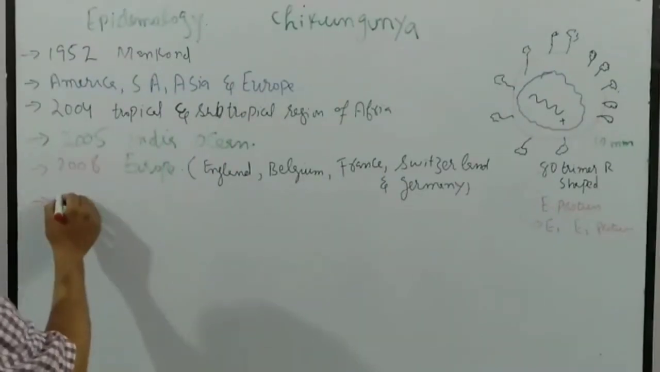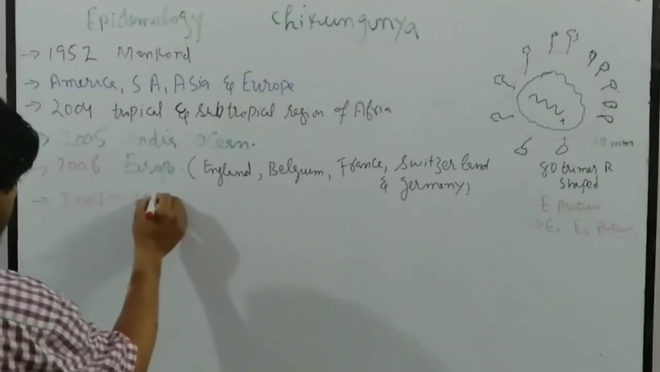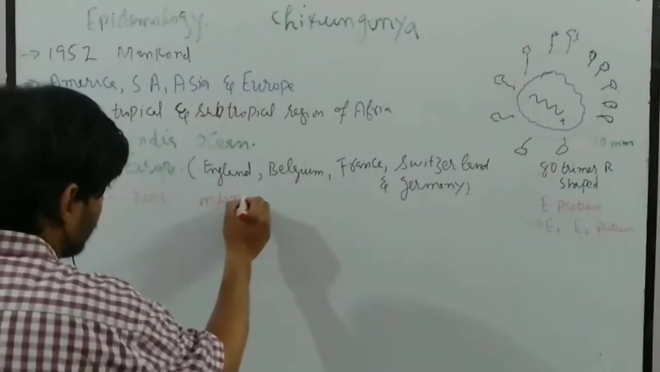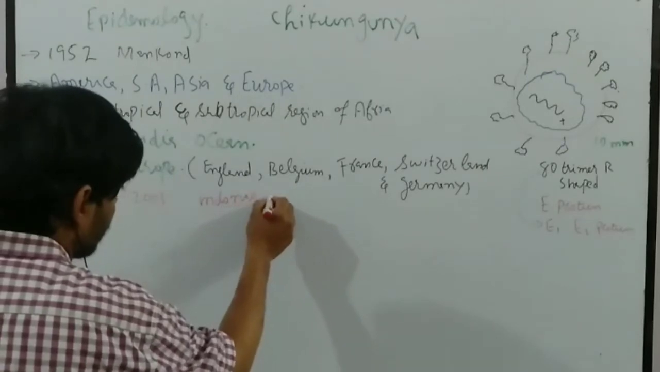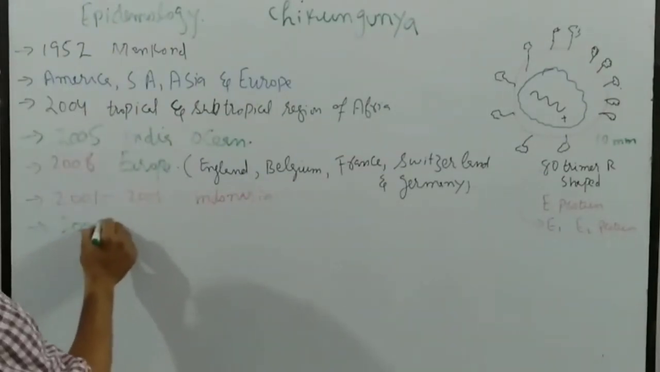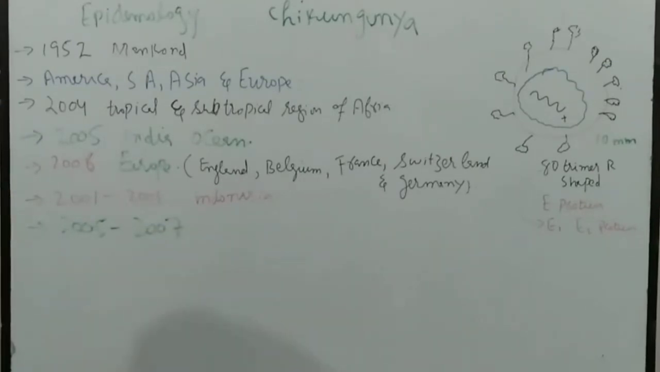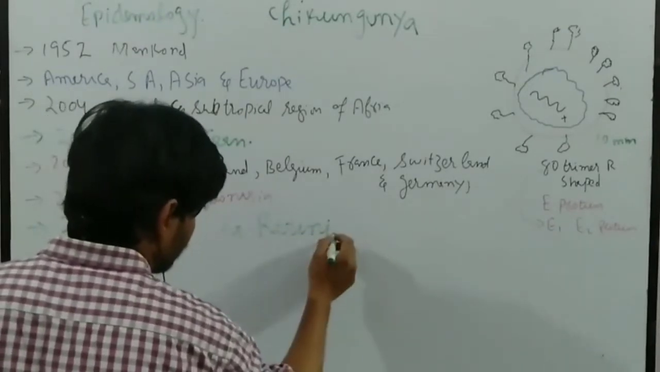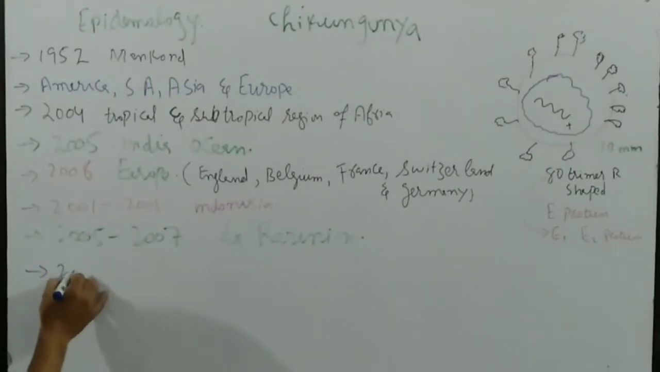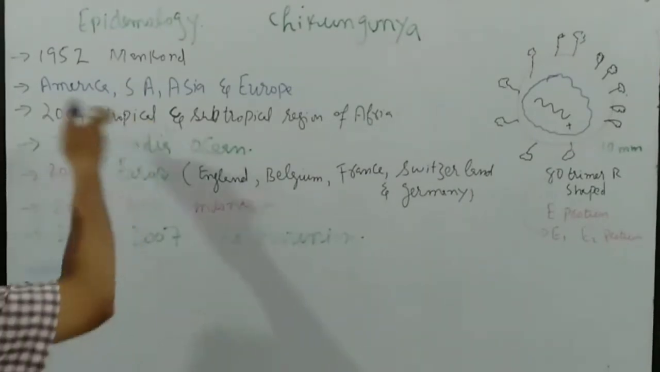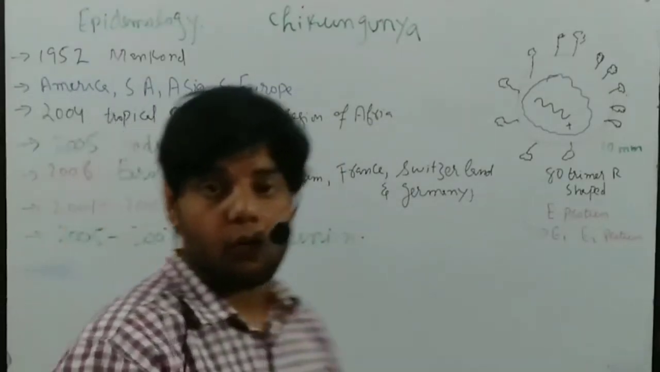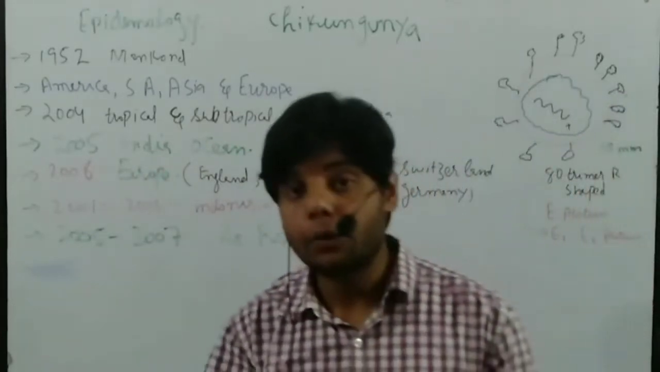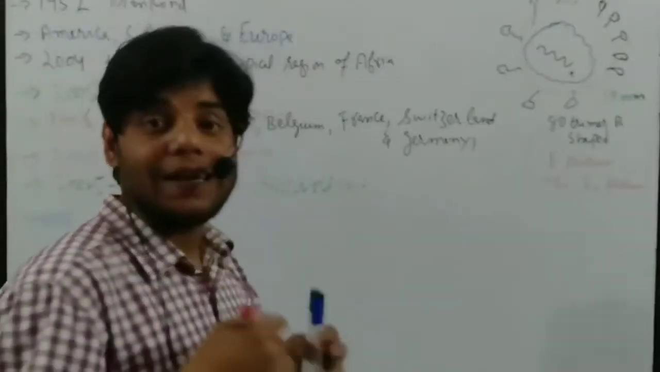Then in 2001 to 2003, the Chikungunya disease was also observed in Indonesia. Then in 2005 to 2007, the Chikungunya disease was observed in La Reunion. Then in 2004, as we talked, it was observed in the tropical and subtropical region of Africa, as well as in the coastal town of Kenya.